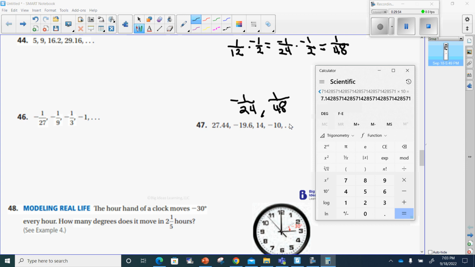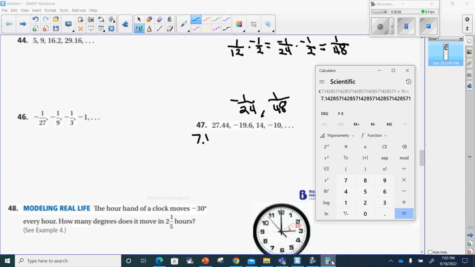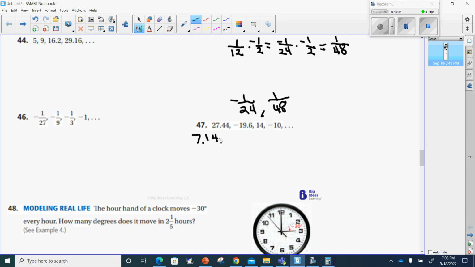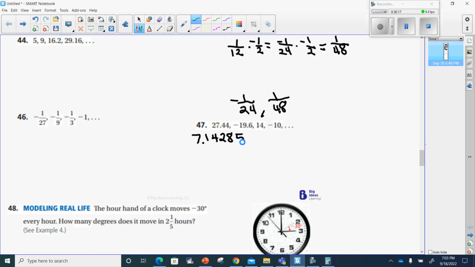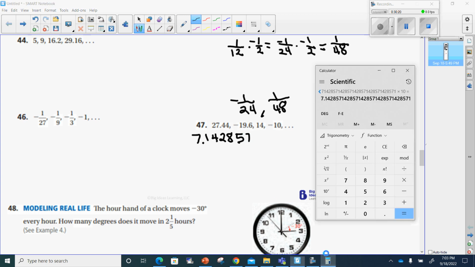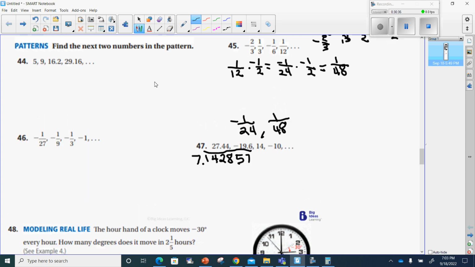142,857, 142,857. So this is 7.142857, and it looks like that repeats over and over again, right? 142857, 142857. So I can put a line over the 142857, showing that it repeats. Now, remember, it does say the next two numbers.